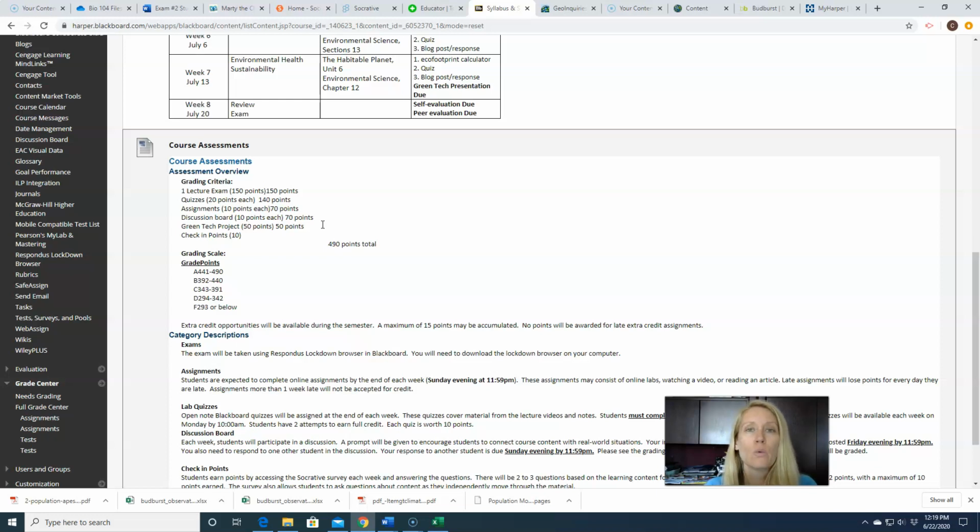Option number 2 will be a more traditional exam. It will consist of 75 questions that are multiple choice, matching, true, false, those types of questions. You will still be provided with a study guide, so you'll have something to look at to help prepare yourself. But again, this will be a little bit more of the traditional type of test.